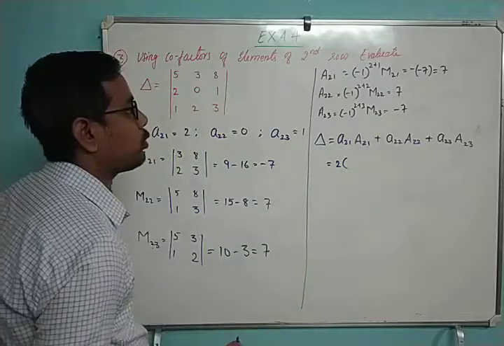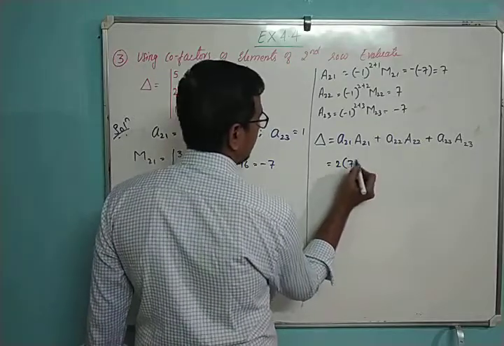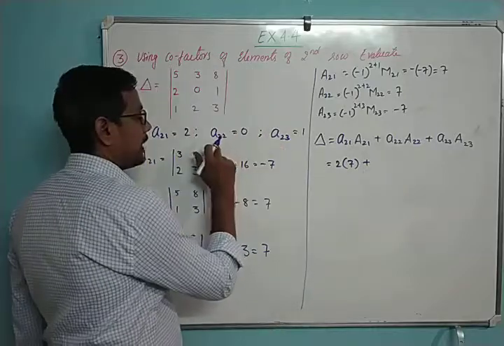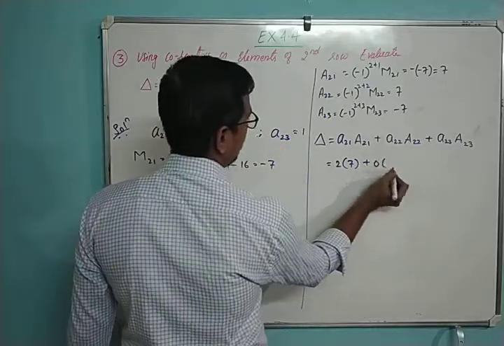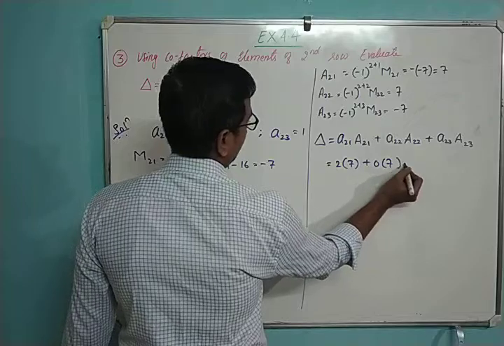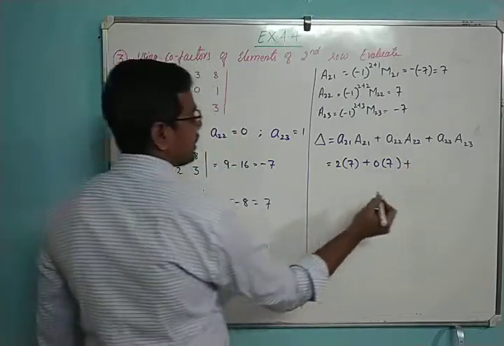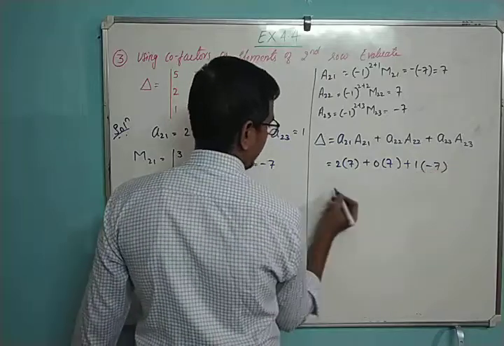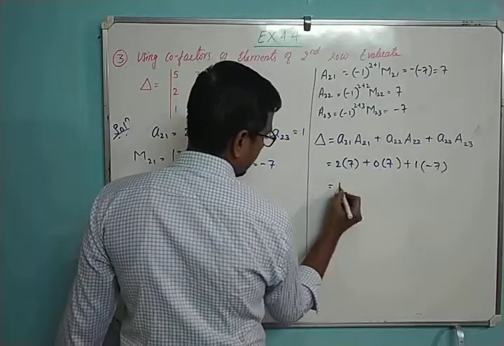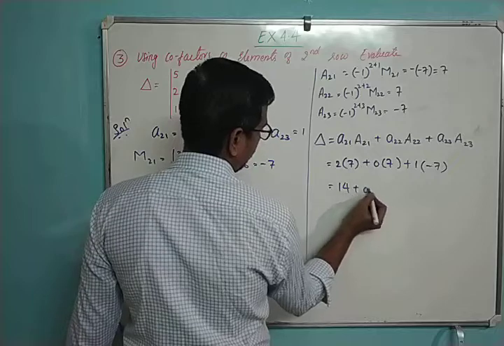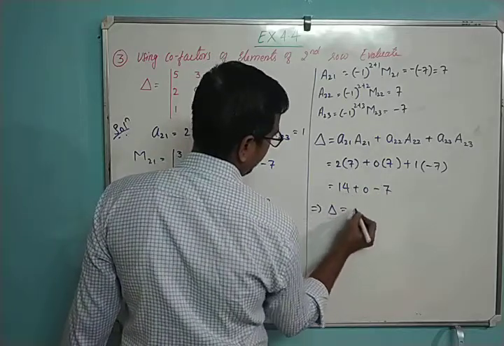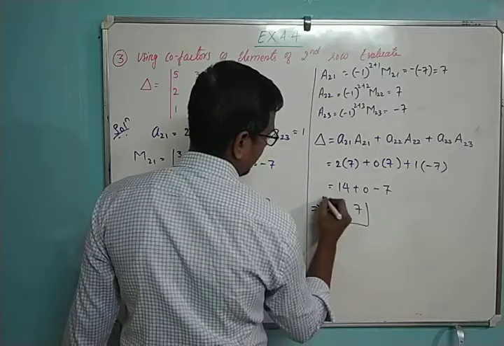And what is capital A21? That is 7 plus element A22 is 0, capital A22 is 7 plus element A23 is 1 and capital A23 is minus 7. So this is 14 plus 0 minus 7. So I can write the value of determinant as equal to 7.